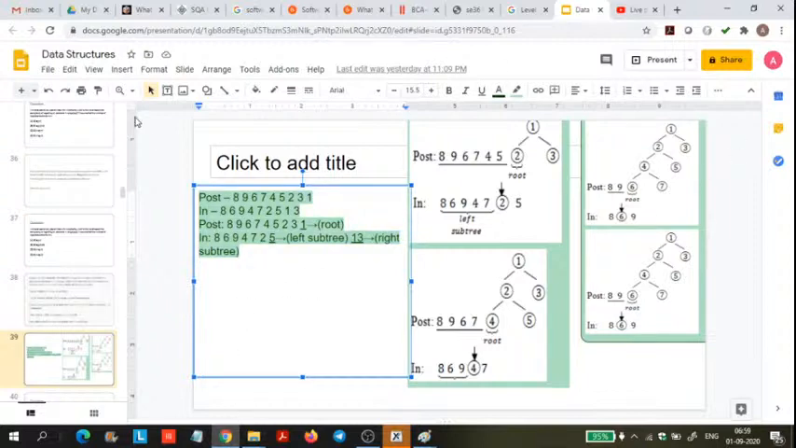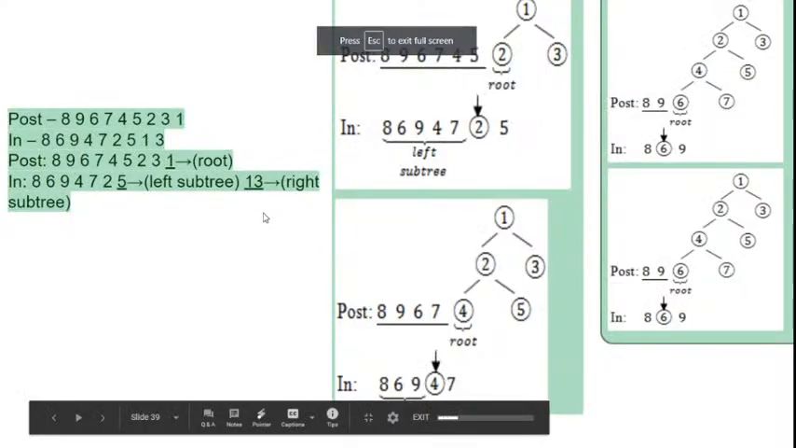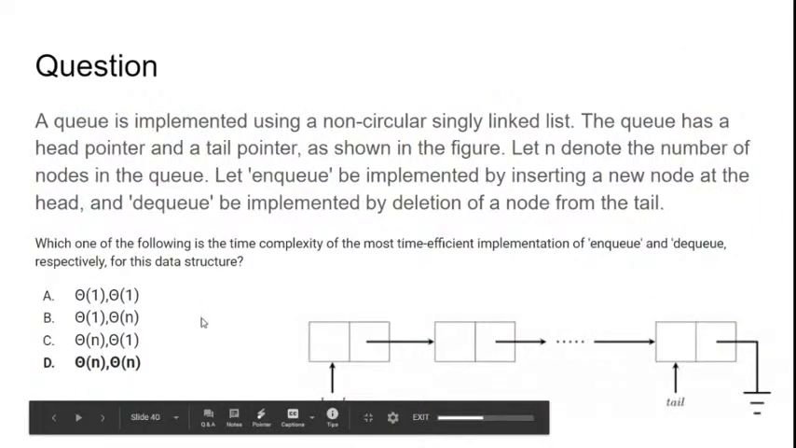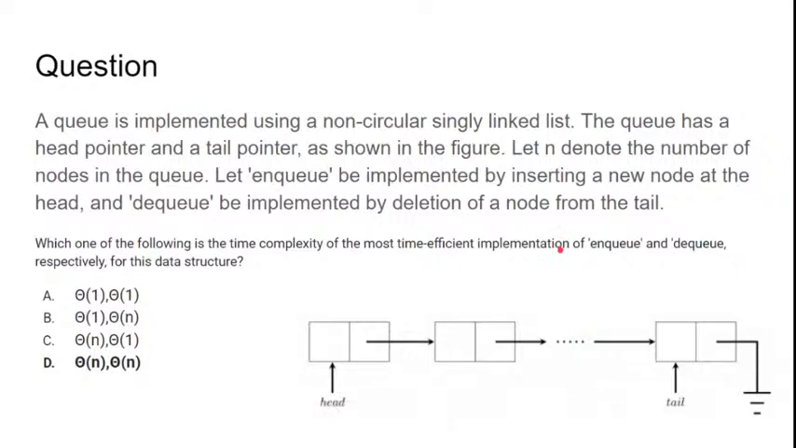The question, yeah, we'll try this later. The next question: a queue is implemented using a non-circular linked list. The queue has a head pointer and a tail pointer.